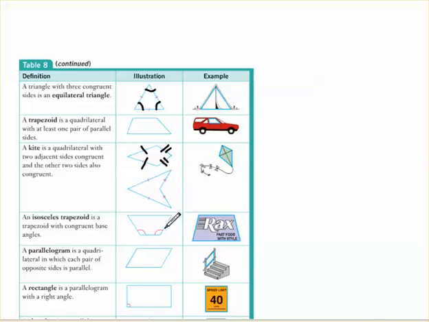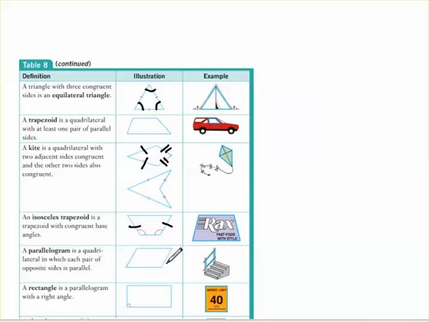We have an isosceles trapezoid. An isosceles trapezoid is a trapezoid with congruent base angles. So this angle and this angle would be the exact same measure. Also, those sides adjacent to them would also be the same measure, and then we would have two parallel sides also.